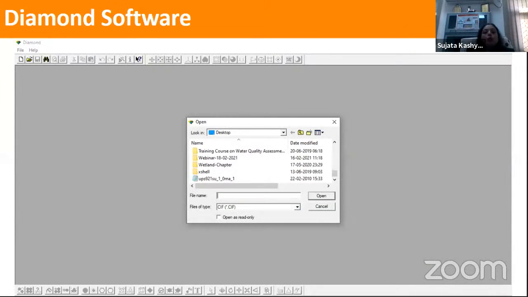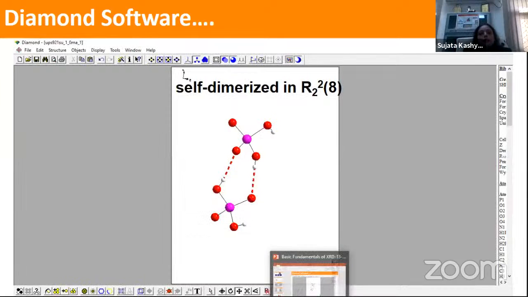Then comes Diamond software. How can we use Diamond software? We have to open our file. Here also we have to open the CIF file, and there are certain programs. With the help of that program, we can grow our molecules and define their 3D dimension, how the molecules are arranged.